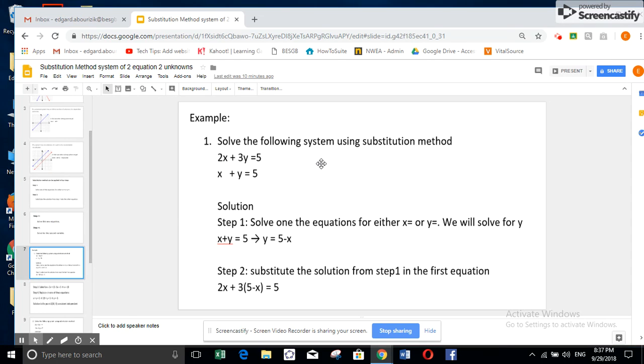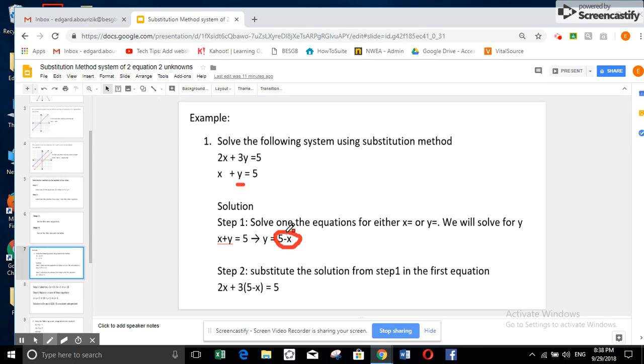I need to solve the following system using the substitution method. First of all, the first thing I look for is a variable with coefficient 1, like here in x plus y; both variables have coefficient 1. So it's better to solve for x or for y. Let us pick y in this example. If I want to solve for y, I take x to the other side. I have y equals 5 minus x. So y is now 5 minus x.